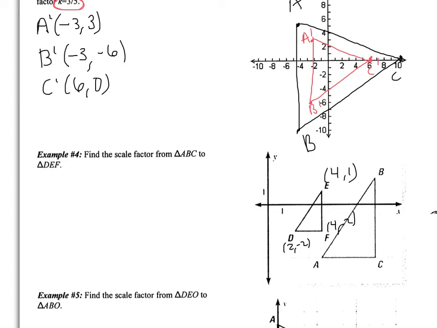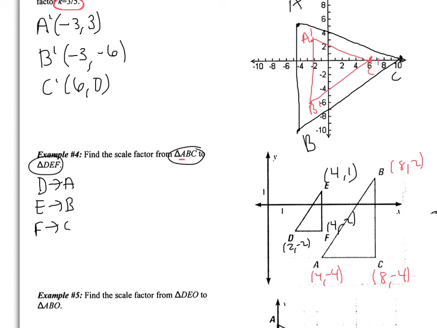Okay, and then it looks like our new figure, our dilation, looks like we have 4, negative 4, 8, negative 4, and 8, 2. So what happened is that point D became point A, point E became point B, point F became point C, and we can see that from our two statements. A, the first letter, becomes D, the first letter, etc. So D, 2, negative 2, became A, 4, negative 4. How does that happen? Well, I think I multiplied by 2.